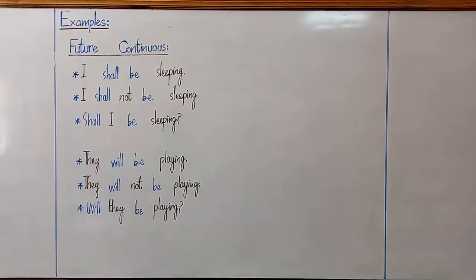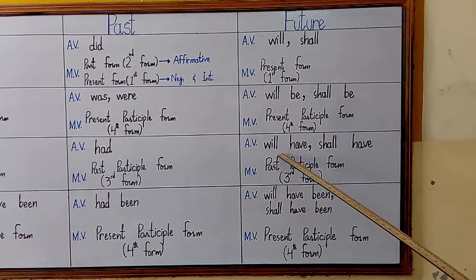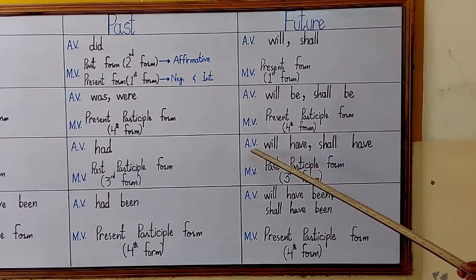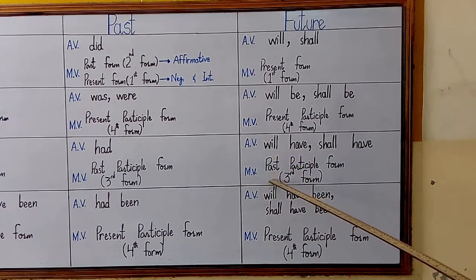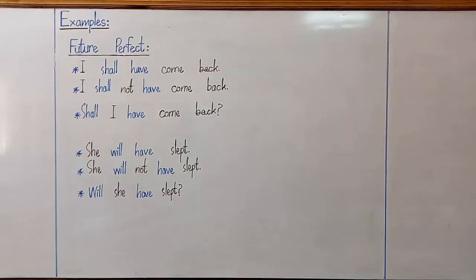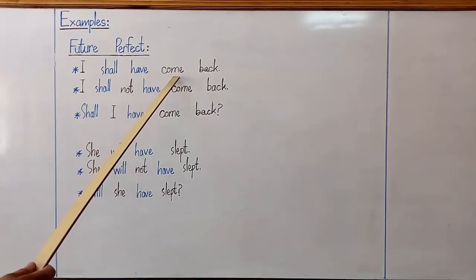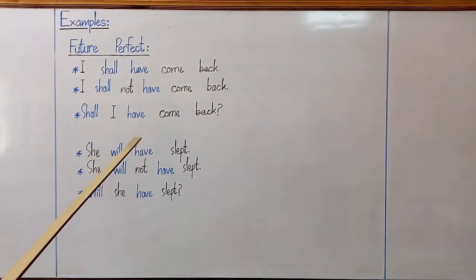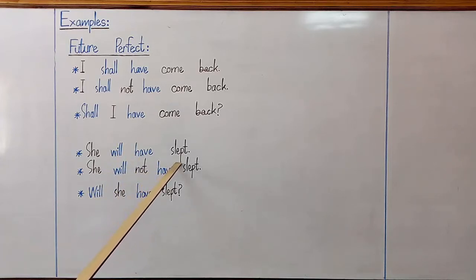Will they be playing? We use will have or shall have in future perfect tense as auxiliary verbs, okay? And we use past participle form, which means third form of main verb in this tense. These sentences are the examples for future perfect tense with the usage of shall have and will have as auxiliary verbs and the usage of past participle form of main verb. Come is the past participle form of come. Come, came, come and coming. Slept is the past participle form of sleep.